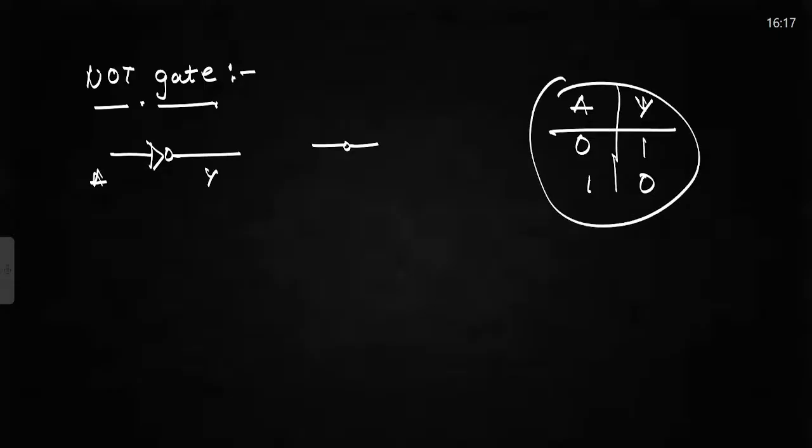I think you understood. So the NOT gate is also known as an inverting buffer. So this is one important term. If they ask what is another name for the NOT gate, then we can simply say it is also known as an inverting buffer.